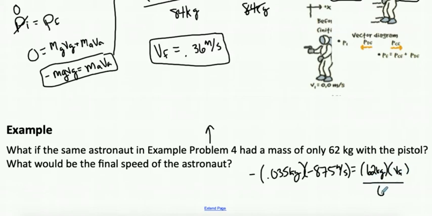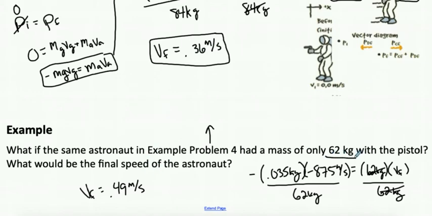So divide both sides by 62 kilograms to see what we get. So our final velocity is going to be 0.49 meters per second. So that makes sense if we compare it to that number up there. It's a lighter astronaut, should be going a little bit quicker after they fire their thruster pistol.